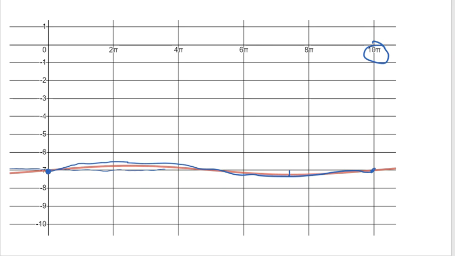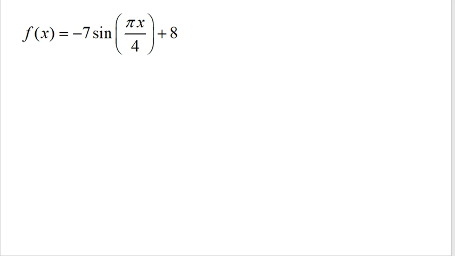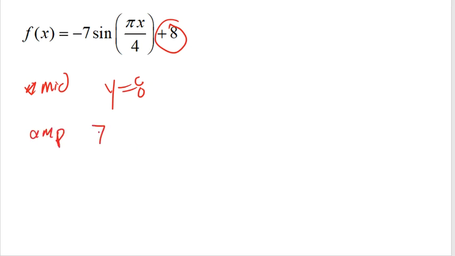Whew, okay, we're going to look at one more example. I know this is a lot, but looking at all these examples really does pay off. It truly does. All right, another problem here. We see clearly the +8 is going to change my midline. So my midline is now at y = 8. The whole graph went up 8. I see an amplitude of 7. So I'm thinking about from that midline of 8, I go up to 15, down to -1.